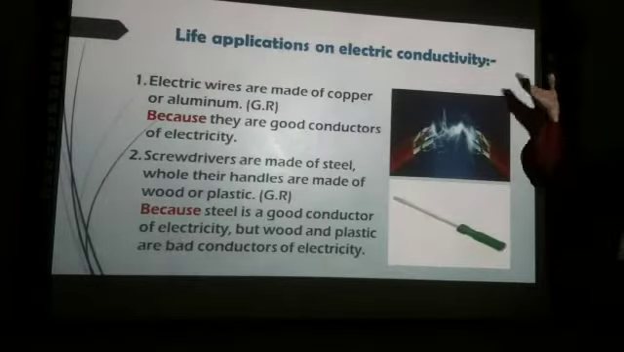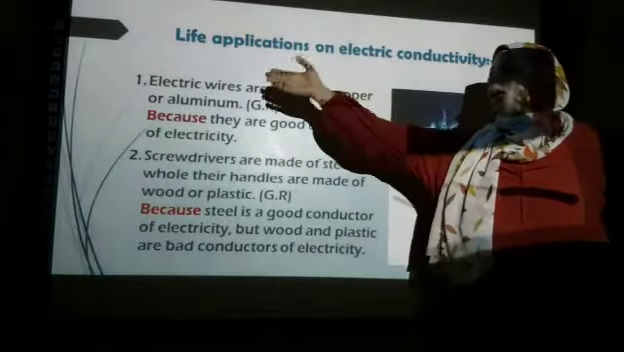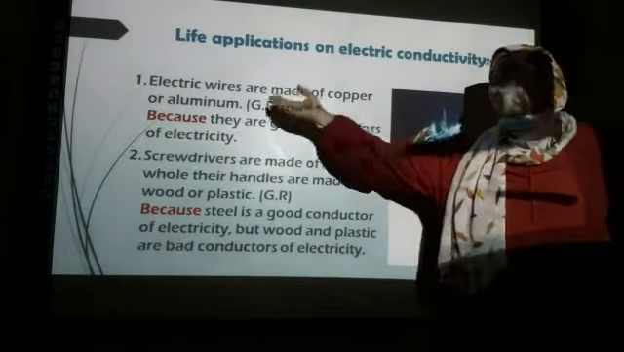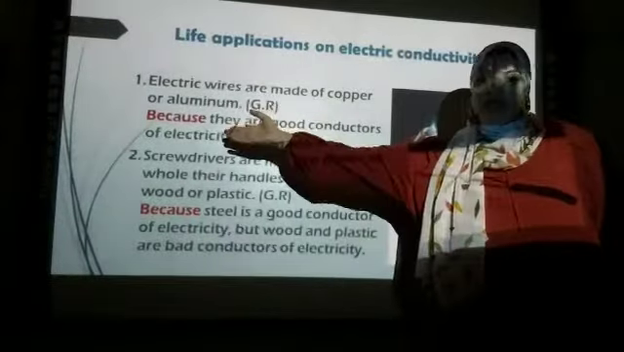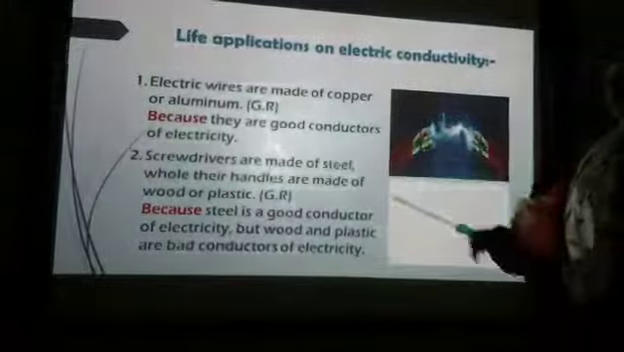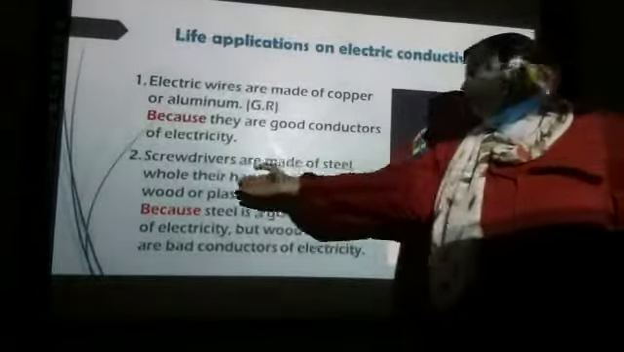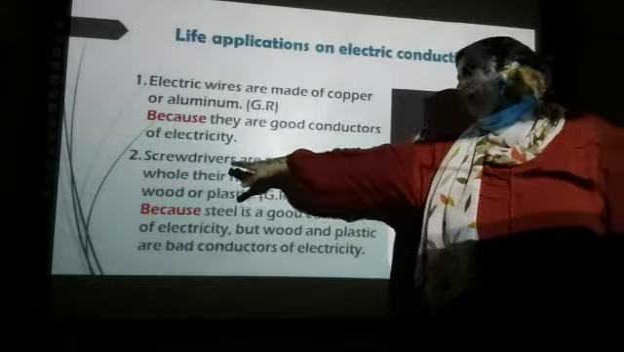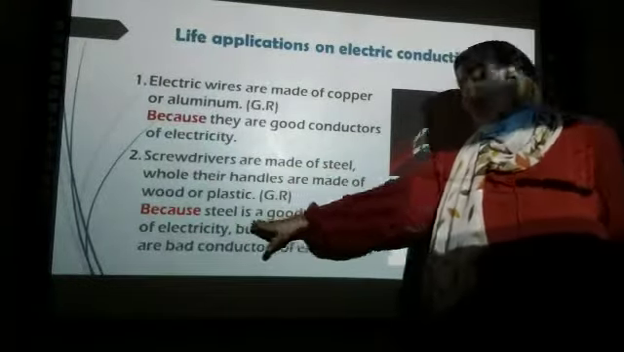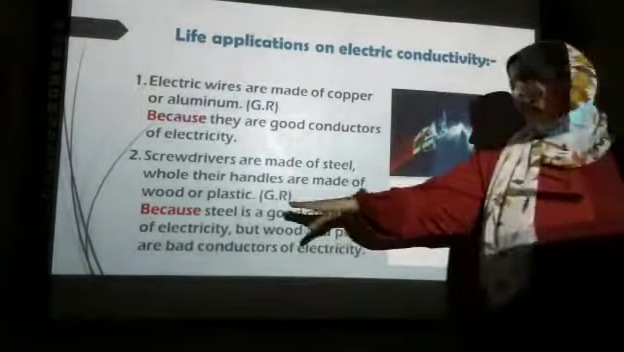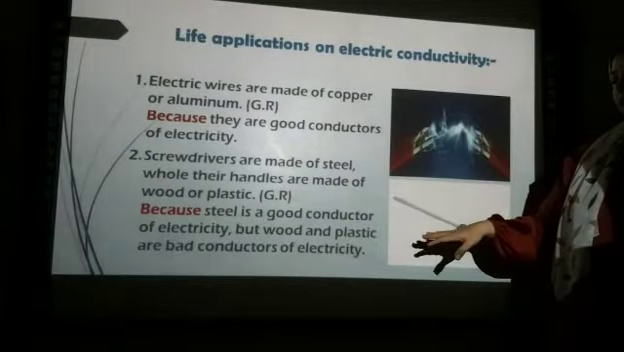Life applications of electric conductivity. Electric wires are made of copper or aluminum. Why? Because they are good conductors of electricity. Screwdrivers are made of steel, conductors of electricity, but wood is a bad conductor of electricity. Okay?